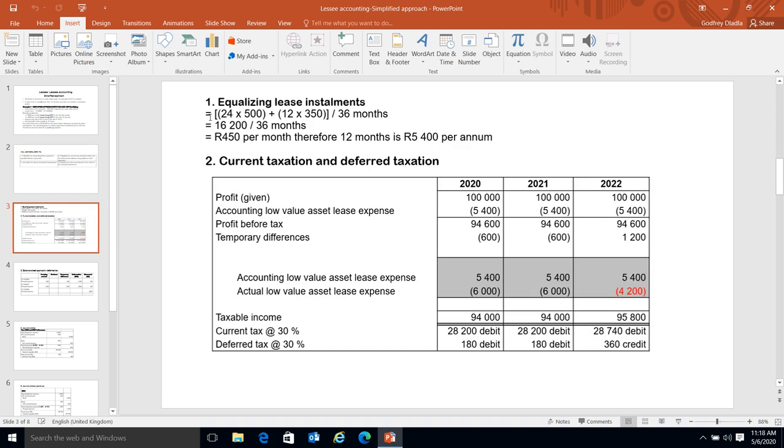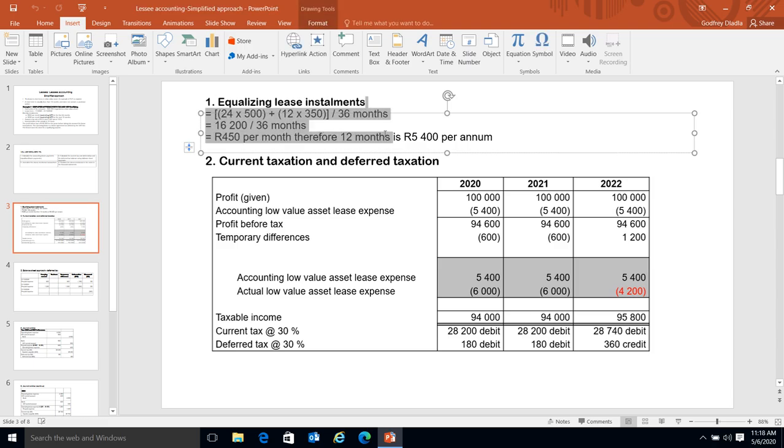Now, number 3. Here's this thing called an equalized lease amount. Right, this part here. Okay. Now, you'll see it says 24 months times 500 plus 12 times 350 divided by 36. So it's 16,200 divided by 36. It tells you that a month is 450, right? And therefore, 12 months is 5,400.